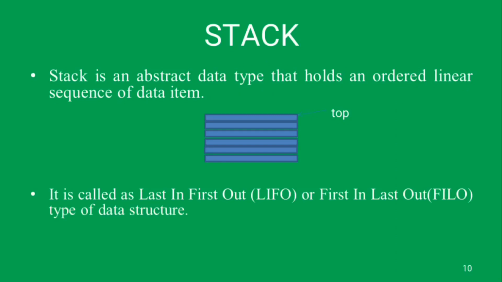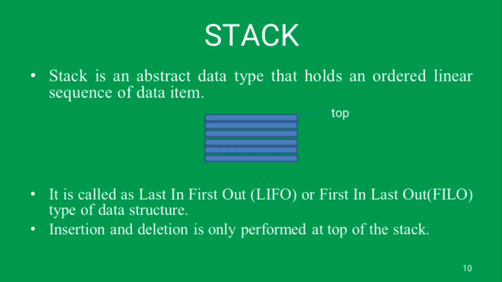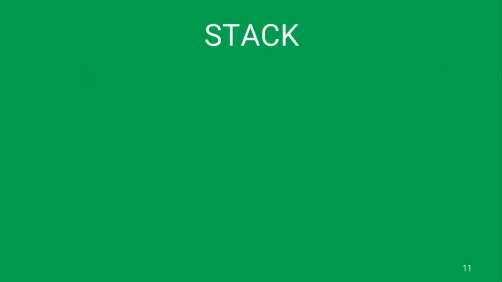structure. Why? Because the last element that is added inside the stack is going to go first outside the stack because it has the top, and first in last out means the item that is inserted first inside the stack is the last one that is going to come out of the stack at the end. Insertion and deletion is only performed at the top of the stack. So this is the reason it is called LIFO or FILO type of data structure. Alright, now we look at an example so that you'll understand this concept much better.